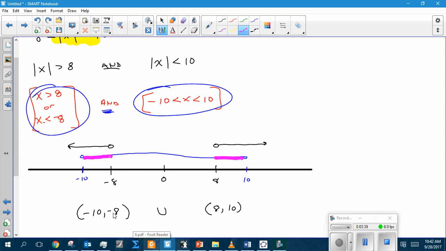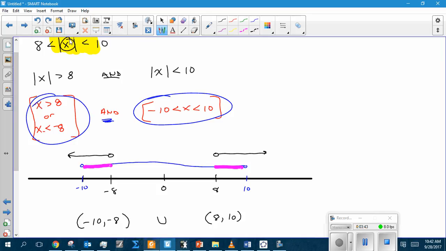Think about any number that you take out of that interval. It should be able to be plugged in right there. It should satisfy that condition. If I plug in 9, 8 is less than 9, and 9 is less than 10. 9.5, 8 is less than 9.5, 9.5 is less than 10. I should also be able to put in something like negative 8.5. 8 is less than absolute value of negative 8.5, which is 8.5. So 8 is less than 8.5, which is less than 10.